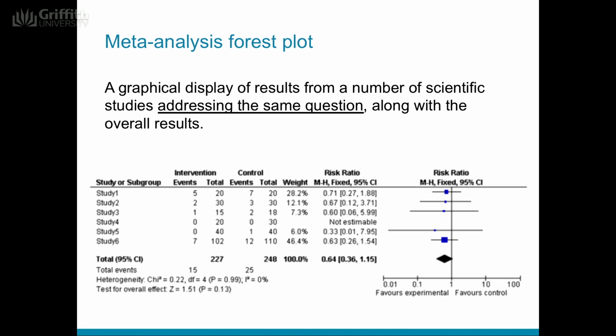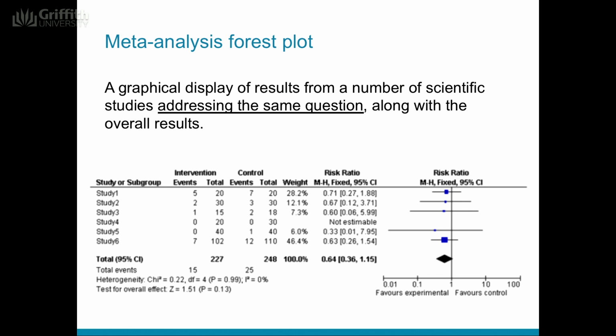And then for a meta-analysis, as I discussed in video 3, it's a graphical display of results from a number of scientific studies addressing the same questions along with the overall results. Now what you get here is a forest plot. So it sort of looks like a tree. And you've got the lines for each study. And down the bottom you've got a diamond, and that's the composite of the results from all the studies.